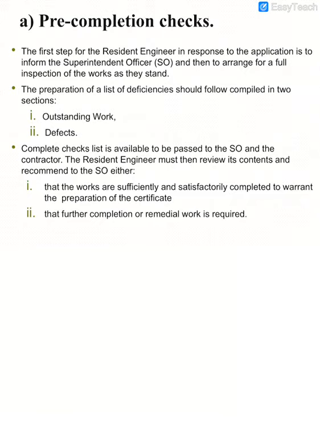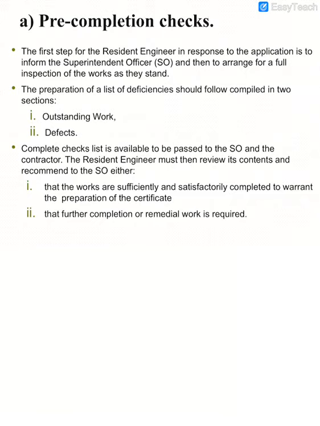The first step the resident engineer has to do is respond to the application, inform the SO, the superintendent officer, meaning the manager on site, and then arrange a full inspection of the work as it stands.